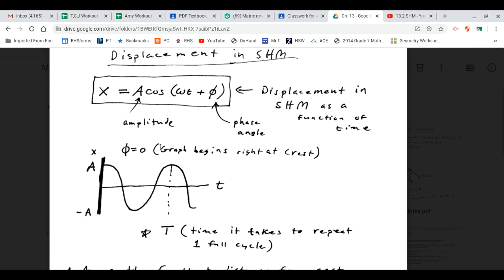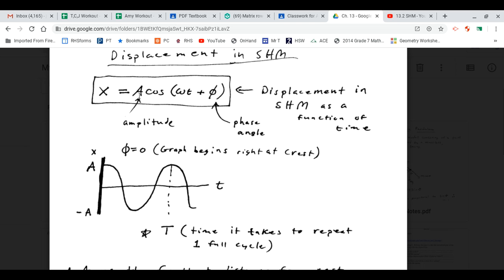If the phase angle is not 0, it may start at different positions of the wave at t equals 0, shifted depending on how many radians or degrees that phase angle is set at. But let's not think about too much of that for now. If phi is 0, then this will look something like this.